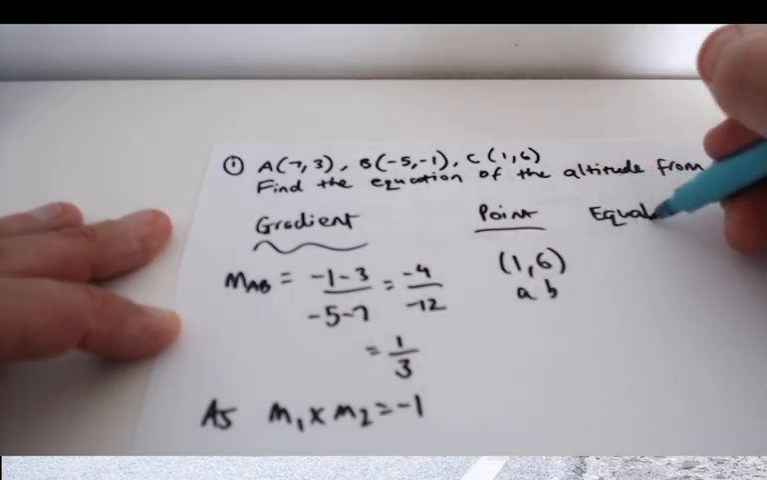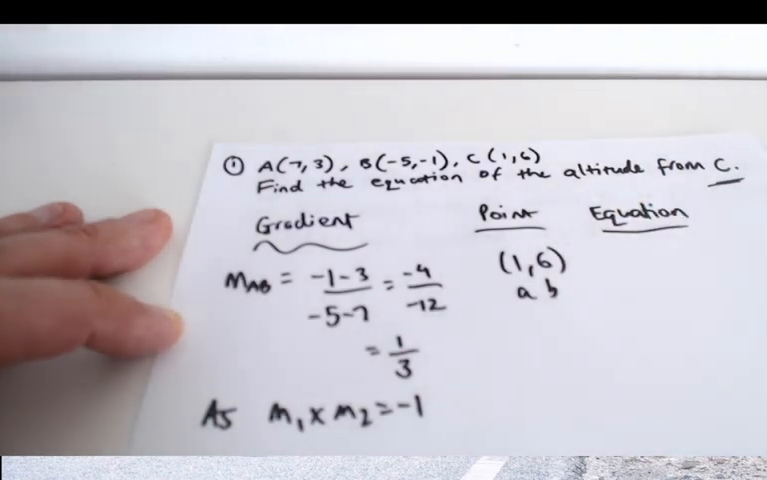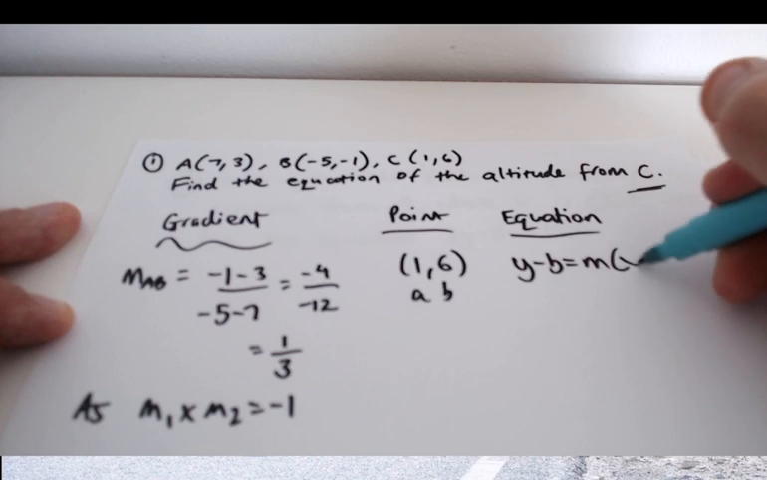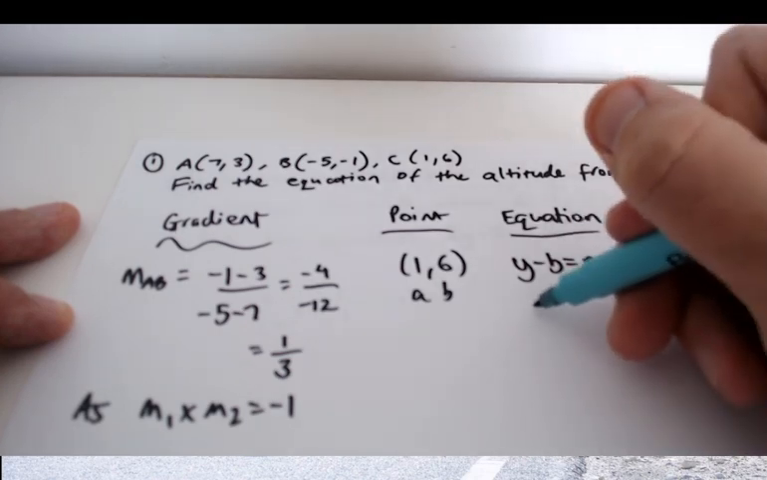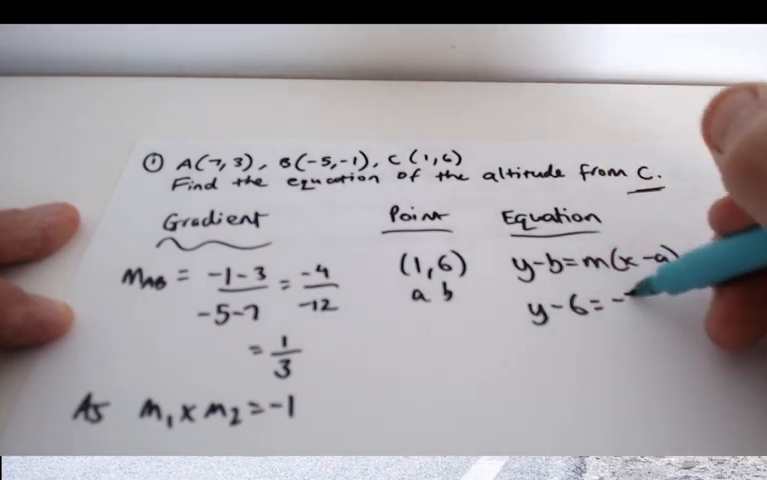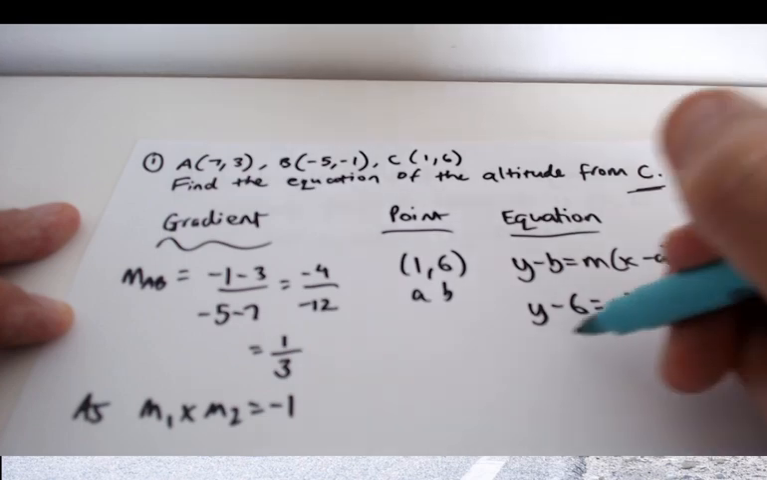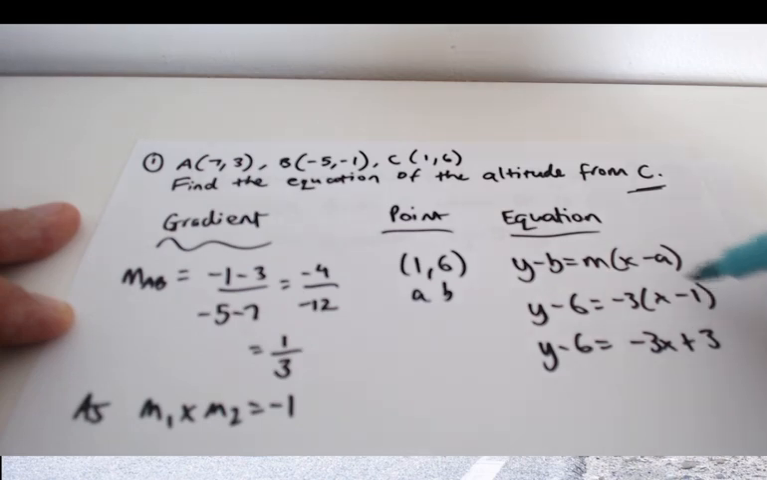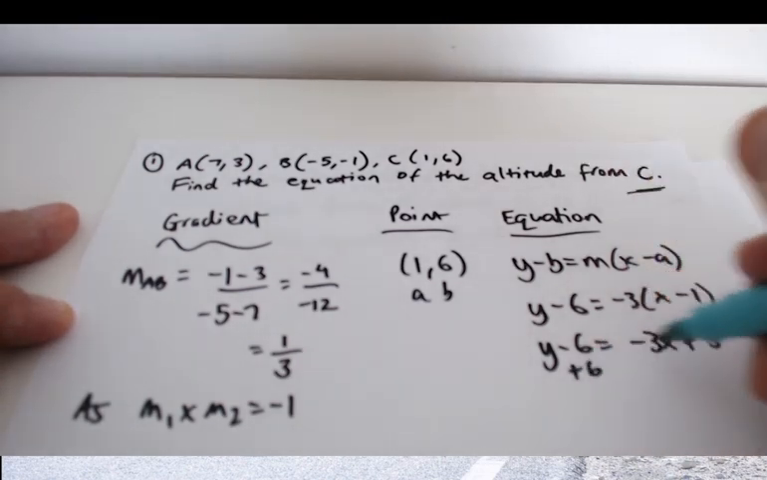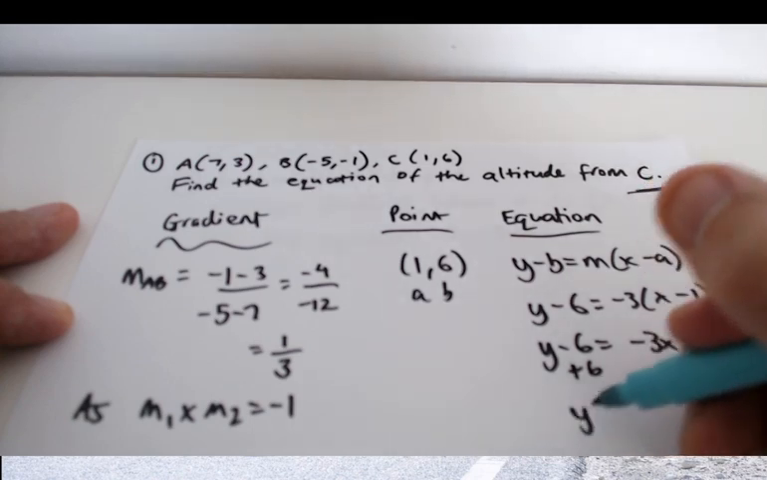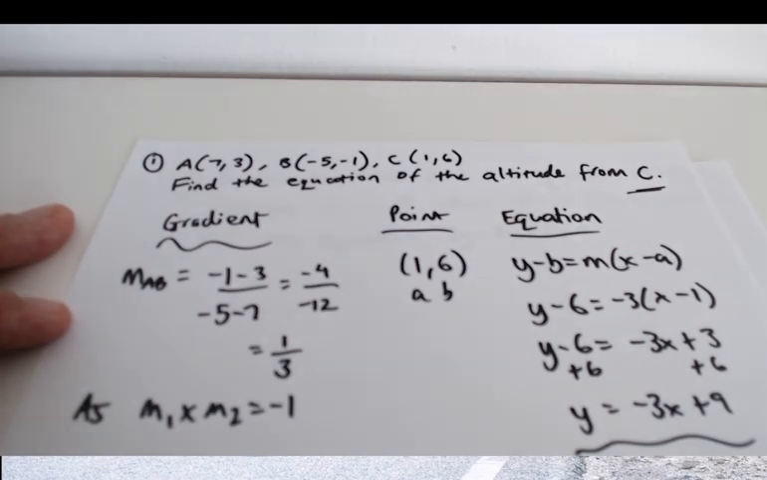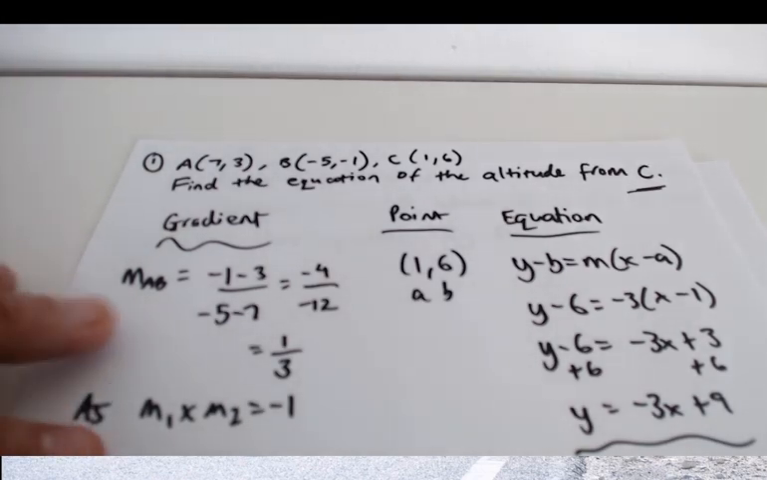Equation. y minus b equals m bracket x minus a. Fill in all your information. y minus 6 equals minus 3 bracket x take away 1. Multiply out the bracket. Again, be careful. Minus 3 times minus 1 is positive 3. Add 6 to both sides. y equals minus 3x plus 9. Hope you all got it right. Question 2.